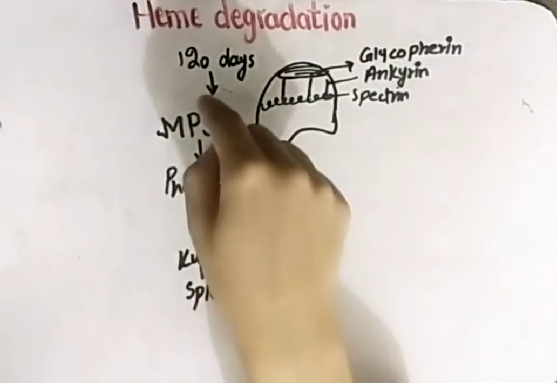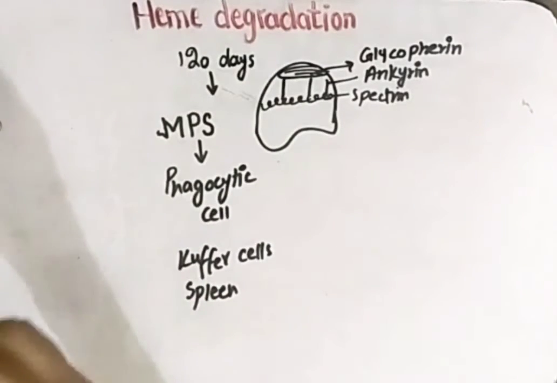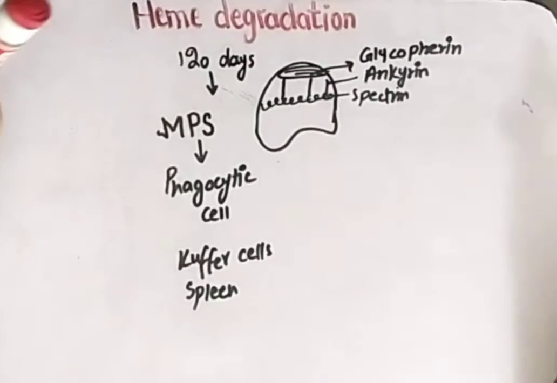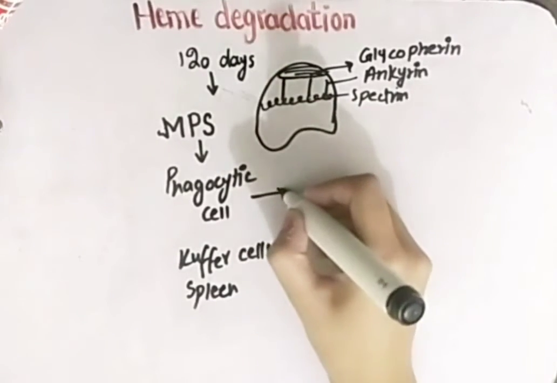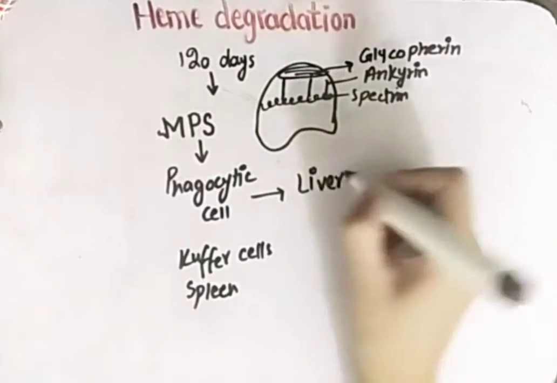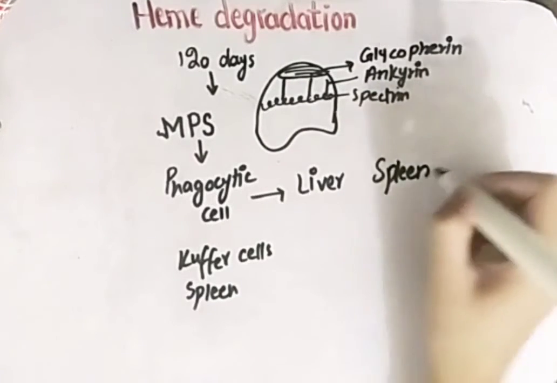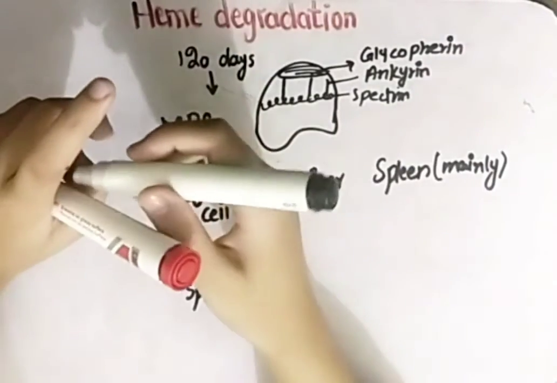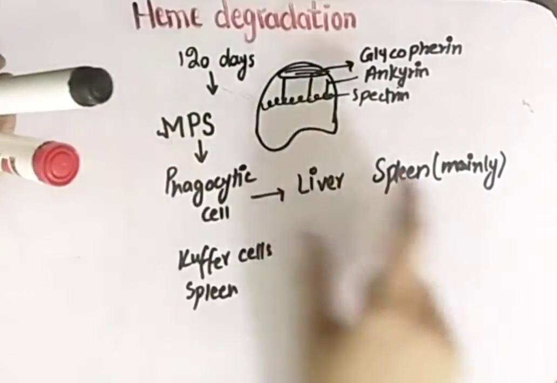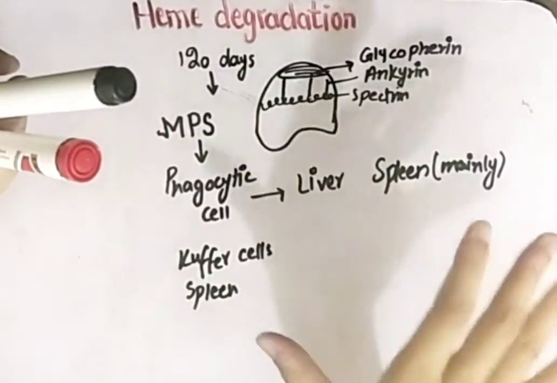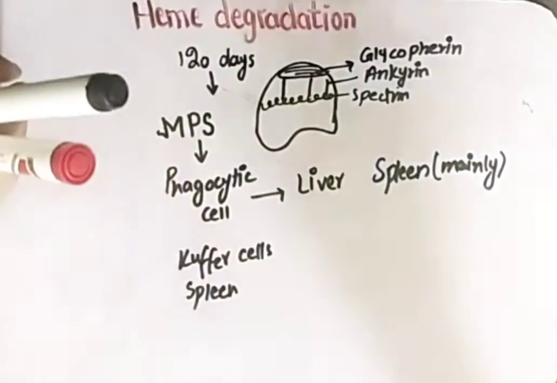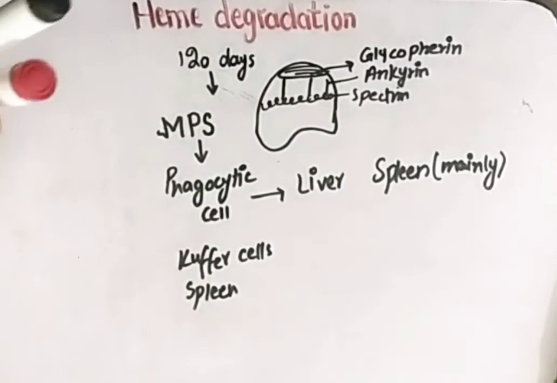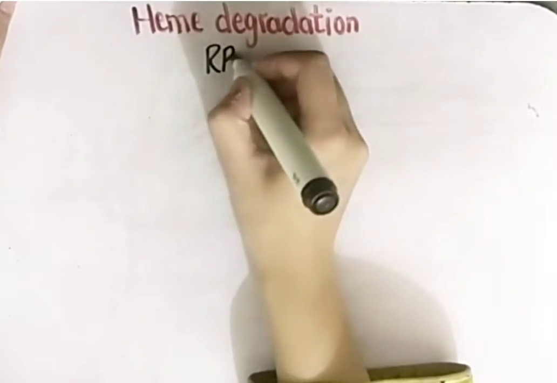Okay, which phagocytic cells take these RBCs? Out of the many phagocytic cells present in skin, liver, brain, spleen, the RBCs are taken up by the phagocytic cells of the liver and spleen, and mainly the spleen. That is why the spleen is called the graveyard of RBCs, because RBCs are degraded in the spleen. So the macrophages present in liver and spleen are responsible for taking up these RBCs which have completed their 120 days.